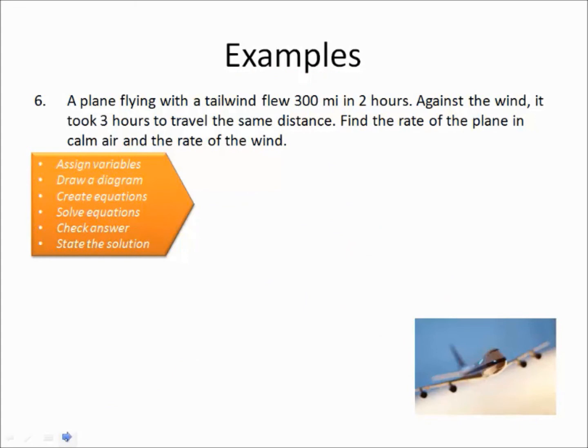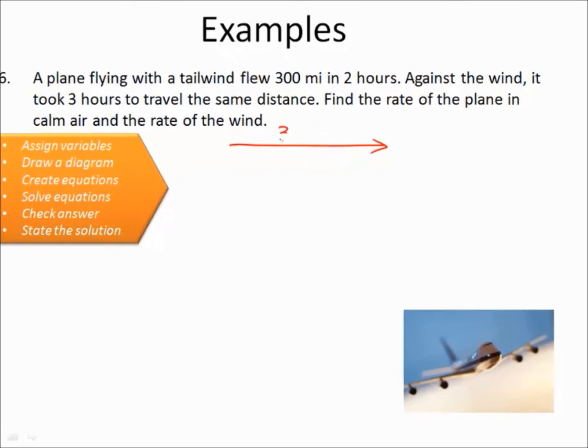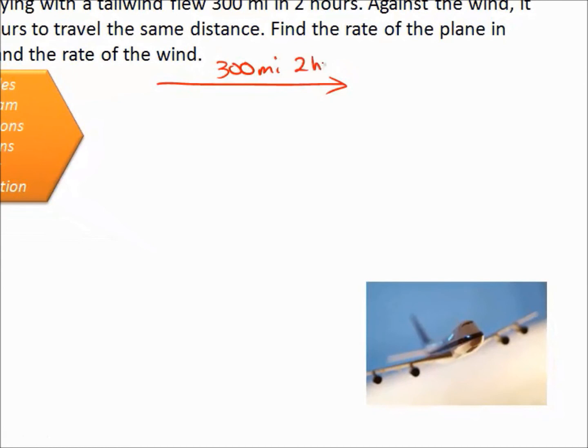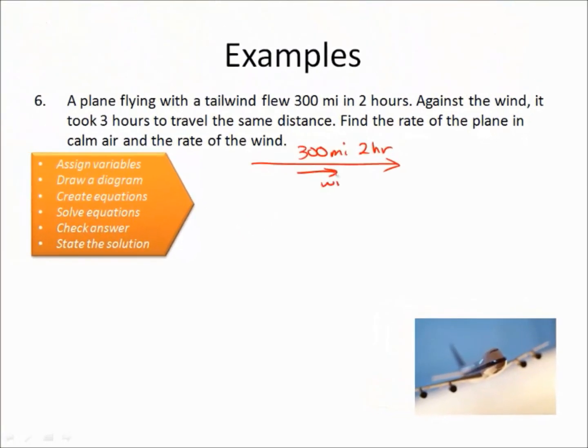Let's take a look at this last problem here. Here we have a plane flying. So we've got some rate and time and distance. So a plane is flying 300 miles in 2 hours with a tailwind. So let's draw a picture. So he's flying 300 miles in 2 hours with a tailwind. So what that means is he's flying with the wind. Then he comes back against the wind. It takes 3 hours because it's tougher and it's the same distance.